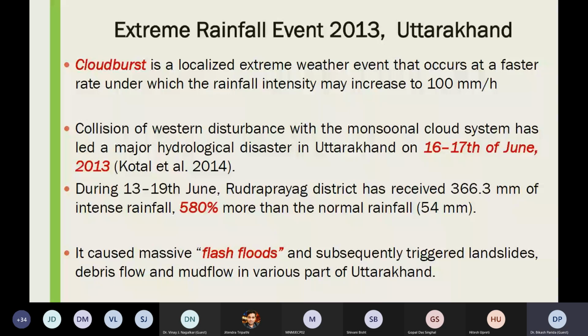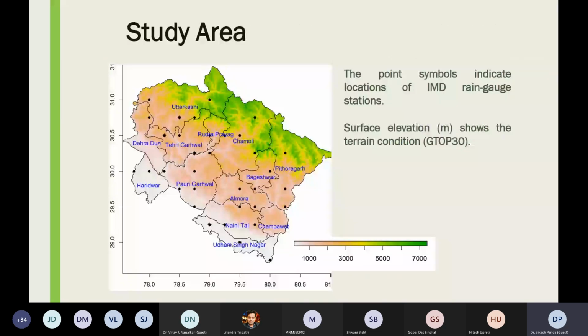This is the study area map that you can see, having different districts, and these are the elevations. In the upper part of Uttarakhand you'll find elevation is more than 4,000 meter. This is the elevation data from GTOPO30. And the stars indicate the IMD rain gauge stations, from where one can get the rainfall data.